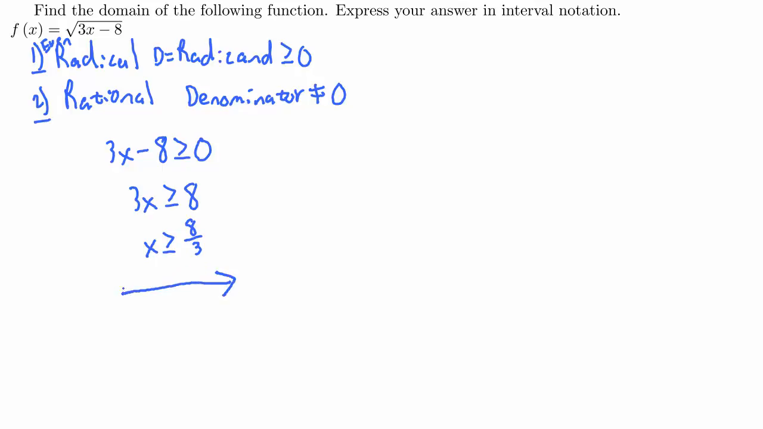And if you need to, put this on a number line, 8/3 in the middle, shade everything to the right because that's the direction that the arrow says here. And because it's or equal to, that means I can include the 8/3. Therefore, my domain is going to be 8/3 to infinity.